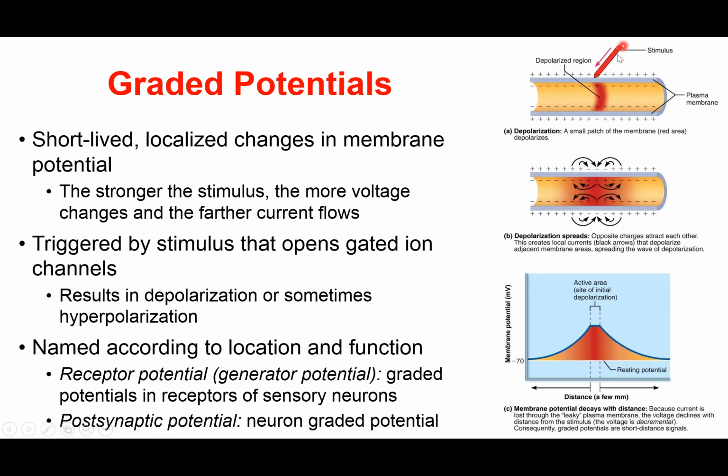So we have some sort of stimulus come in and it's going to land right here on the plasma membrane. And the inside we know normally is negative, but since this is a depolarizing stimulus, that causes the inside of our cell to become positive, right? So a small patch of the membrane is going to depolarize.